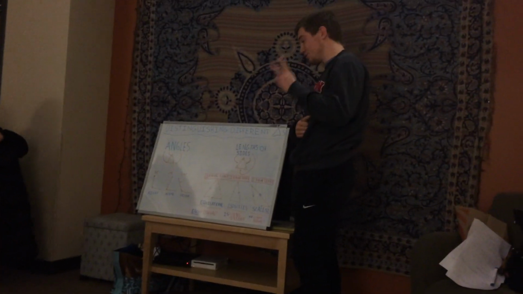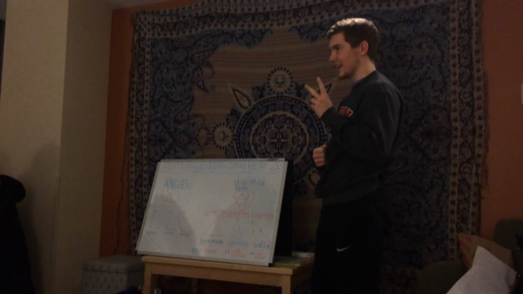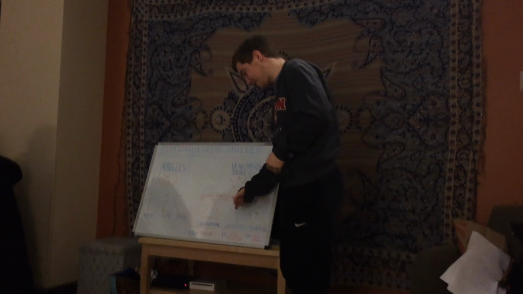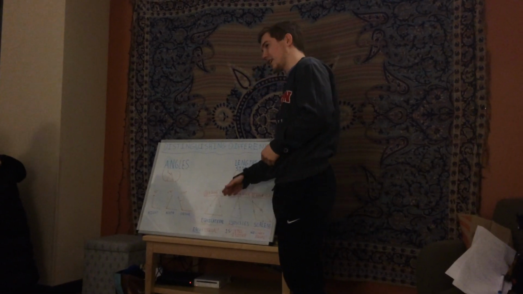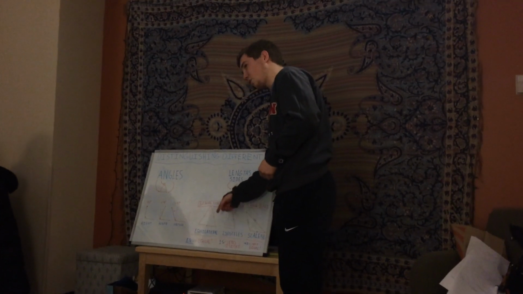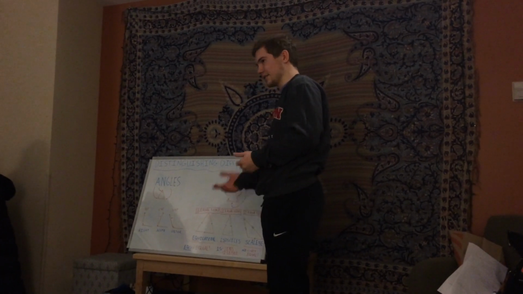Okay. Second one, isosceles triangles have 2 sides that are the same length. These 2 markers dictate which sides they are, and this one that doesn't have a marker on it shows that it's not the same length. It can either be smaller or larger than the other sides.